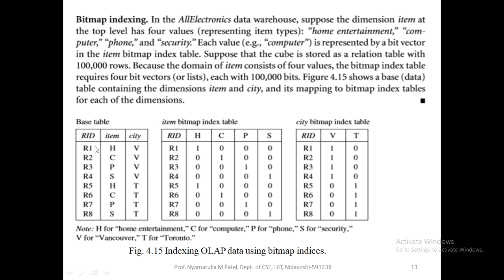Now take the base table. R1 is the record ID. The first record ID says that the item home entertainment is sold in the city Vancouver, computers are sold in Vancouver, phones are sold in Vancouver, and security electronics are sold in Vancouver. Similarly, home entertainment, computers, phones and security are sold in Toronto. Now, we will see one by one.